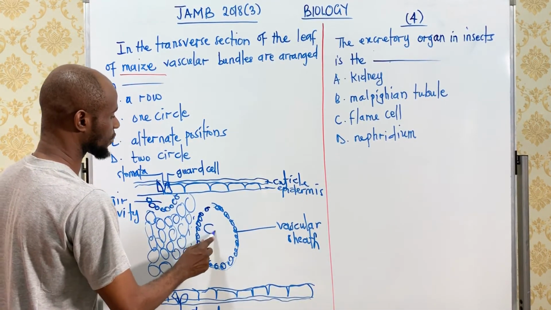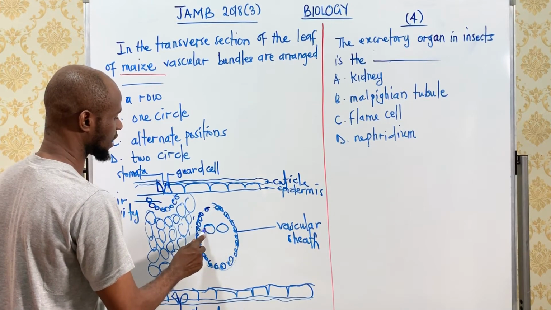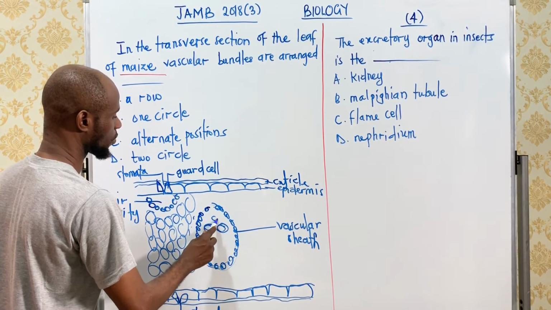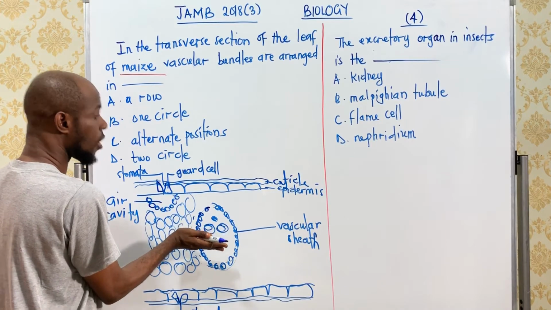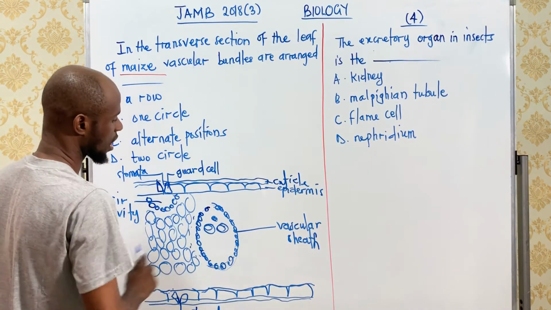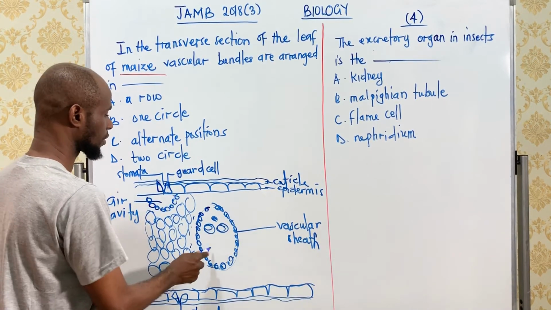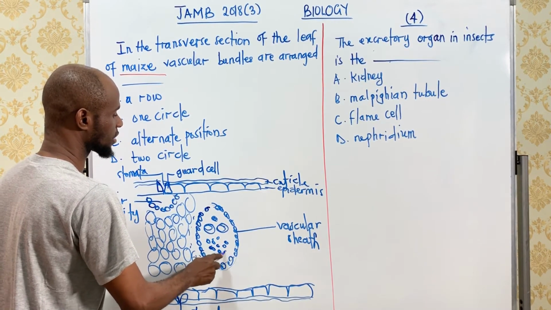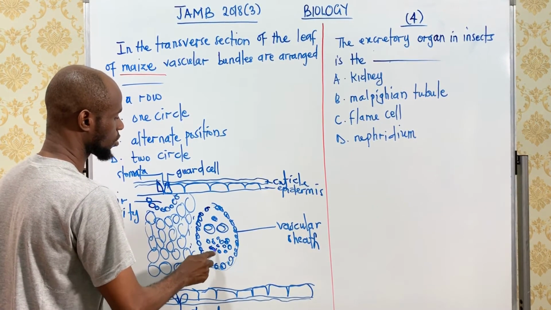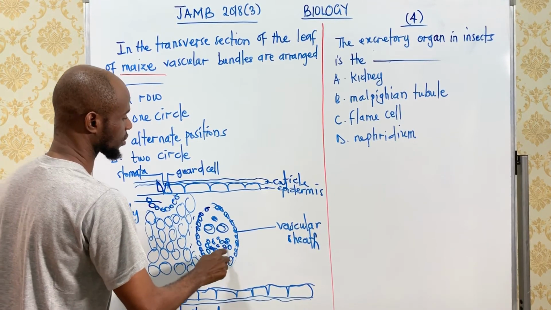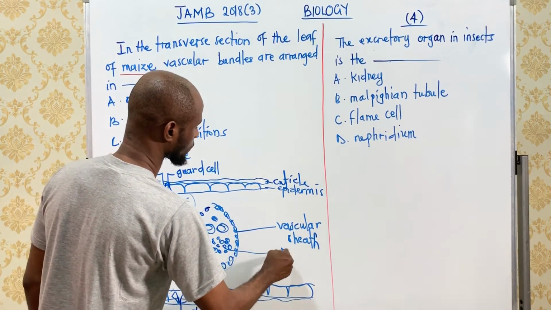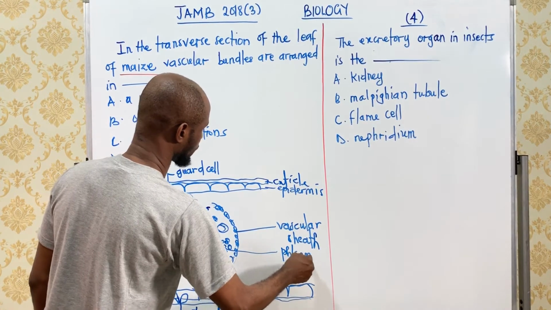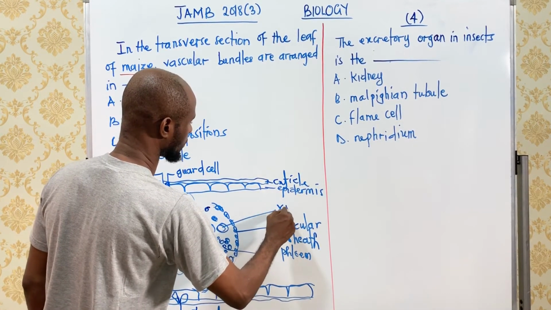We have the xylem towards the upper epidermis, and we have the phloem. The phloem is located below. This is the xylem.